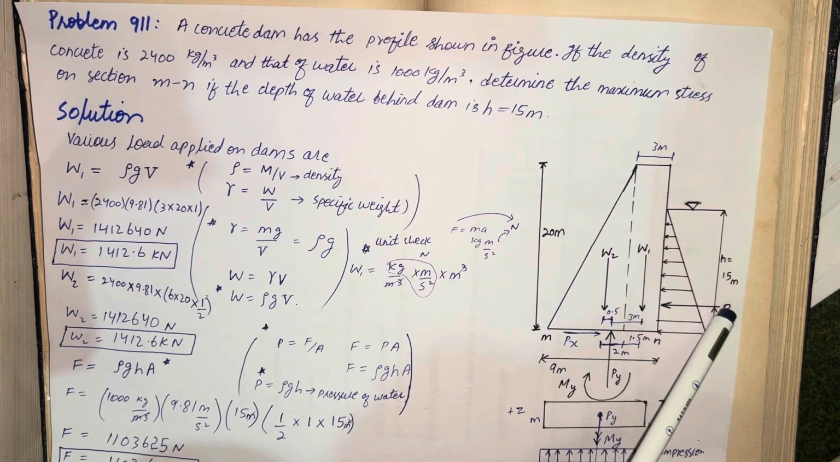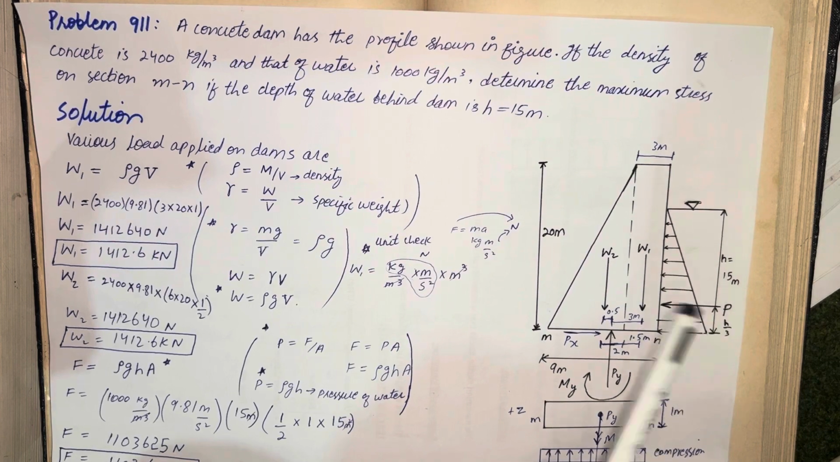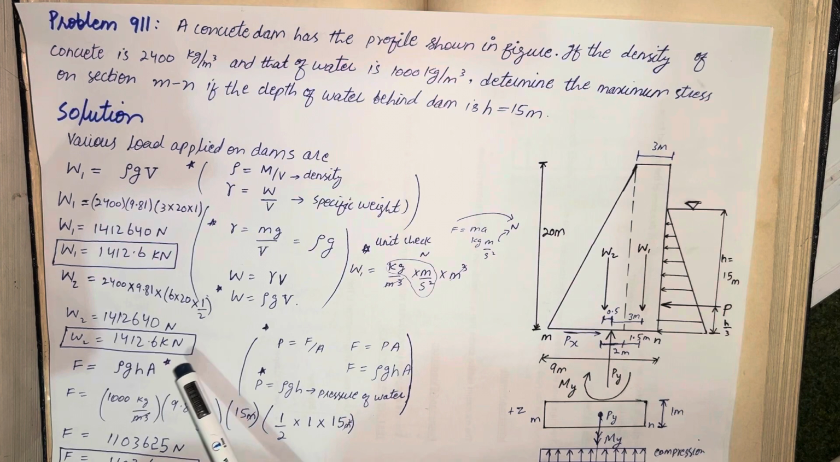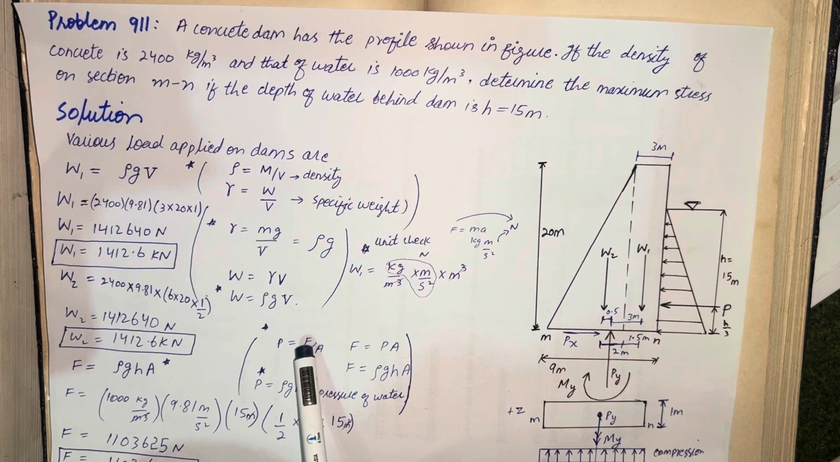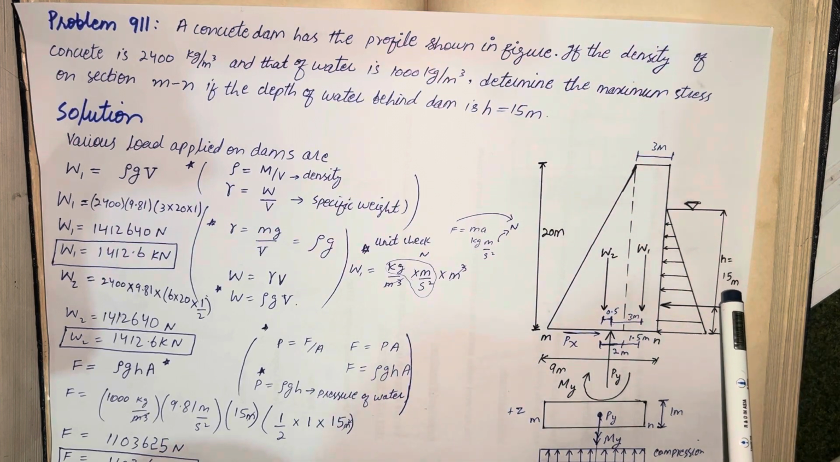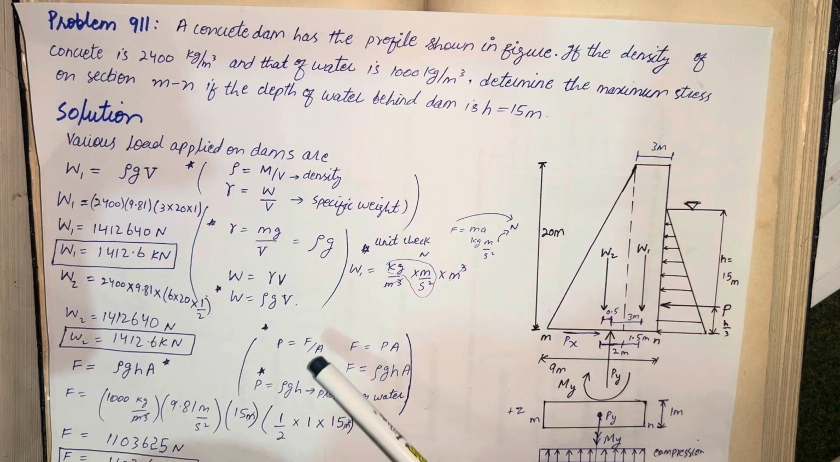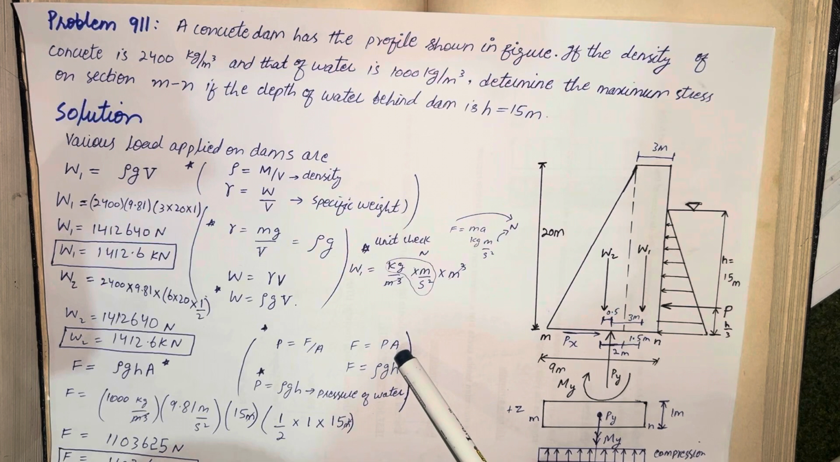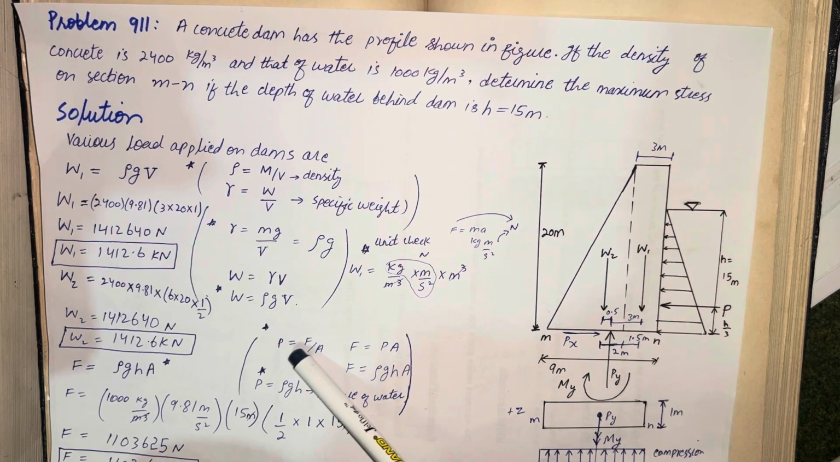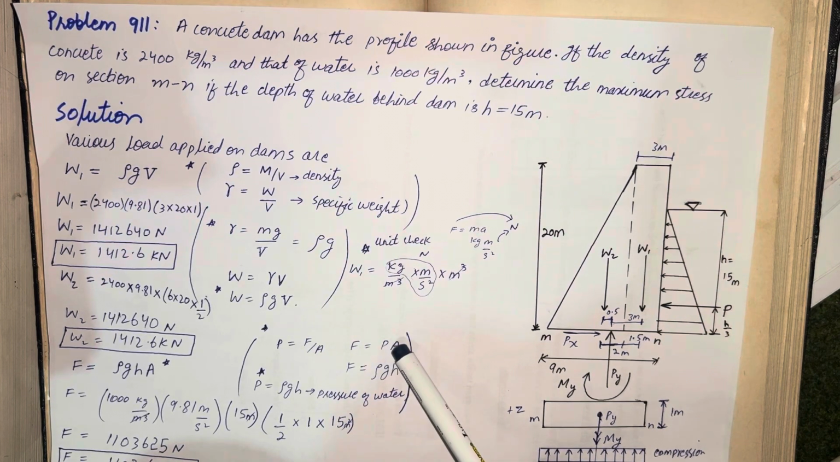So now come towards this force, finding the value of this P force. What will be the value of this P force? So here the equation is F is equal to rho g h A. How did this equation come? We know that pressure is equal to force per unit area. Here we are finding the force of the water. How much force is the water exerting on this concrete dam? So here force will be equal to pressure multiplied by area, because we have the equation pressure is equal to force per unit area. So when we are finding the force, it will be equal to pressure multiplied by area.